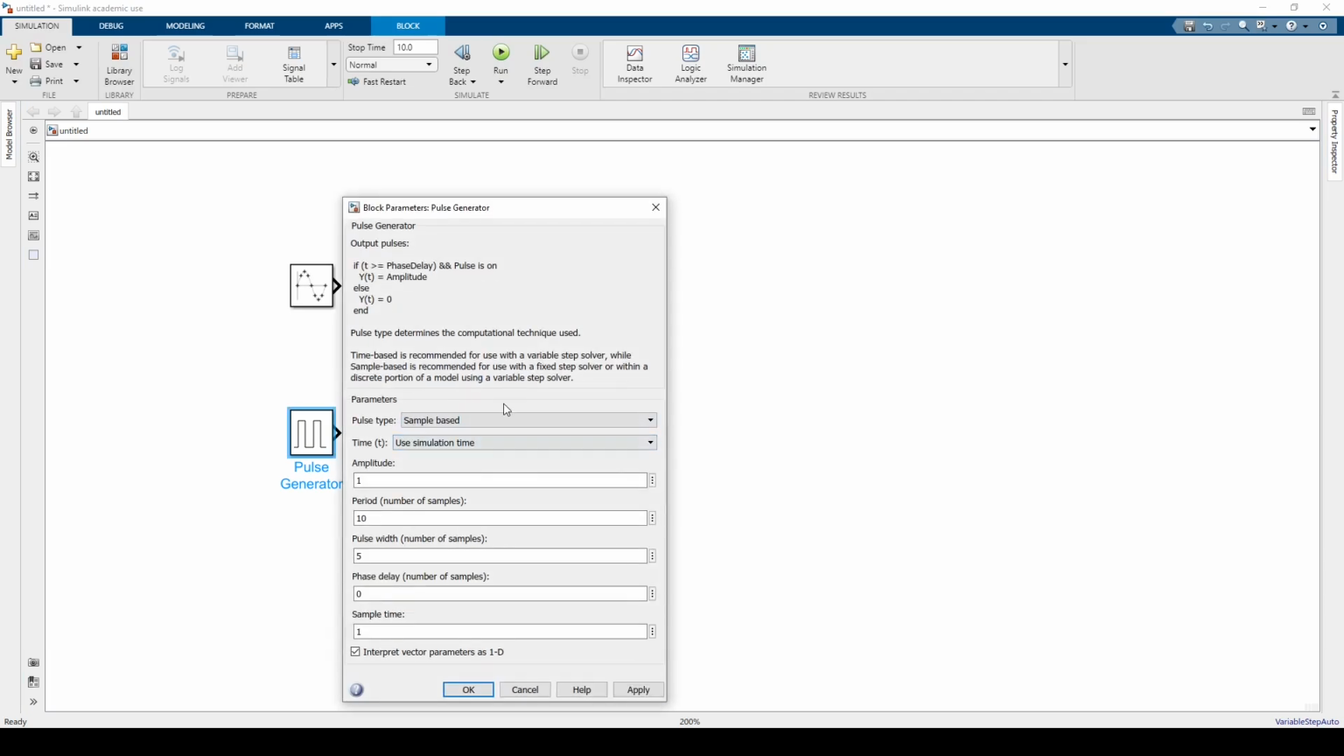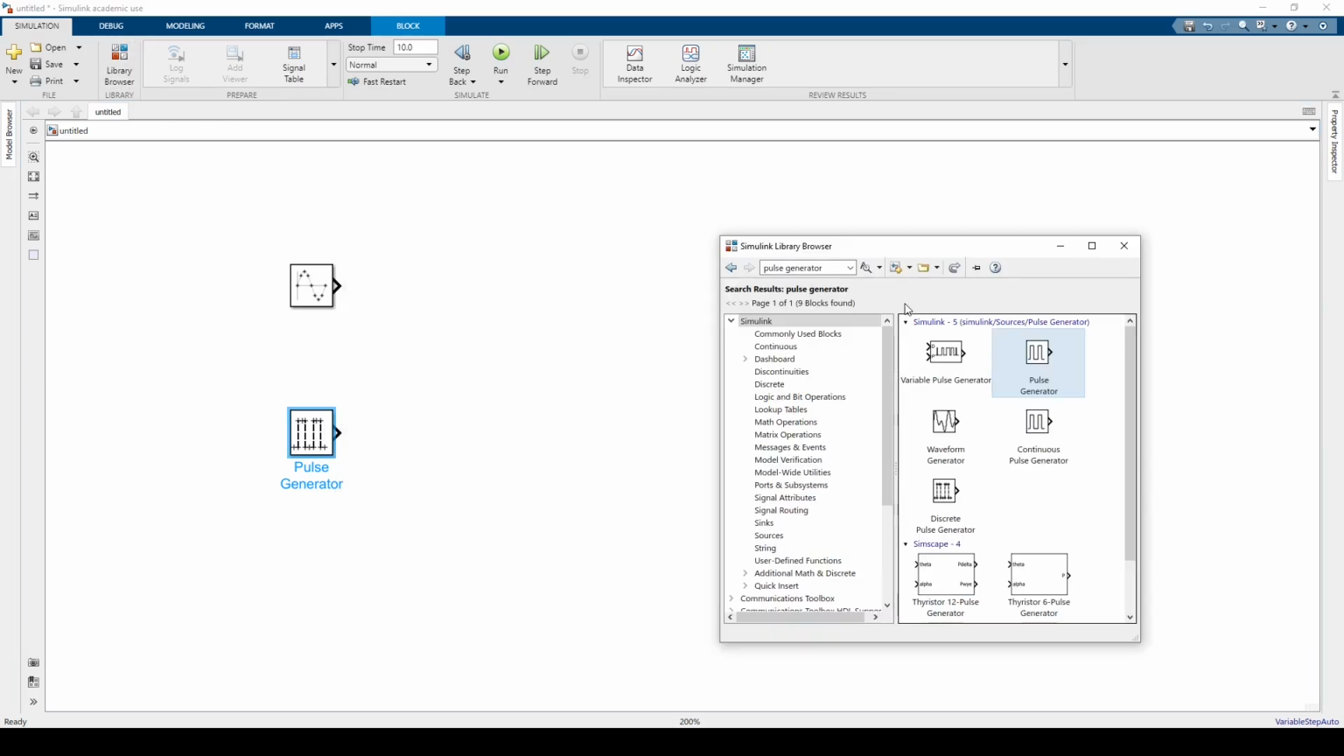And then for the pulse generator, we're also going to do sample based. We're leaving the amplitude as 1. The period is going to be 100. And then pulse width we can vary. For now we'll do half the period, which is 50. No phase delay, and sample time we need to set it the same as the sine wave, which is 1 millisecond.